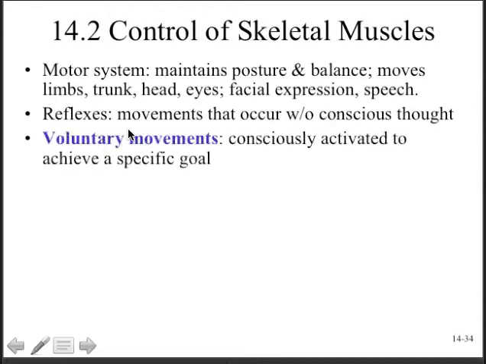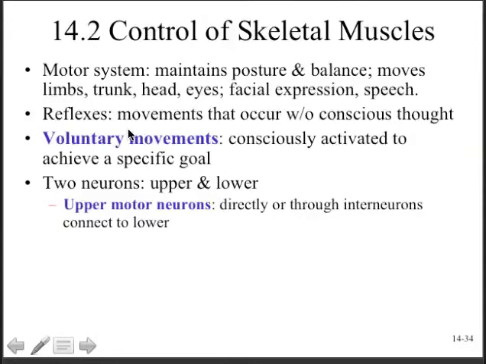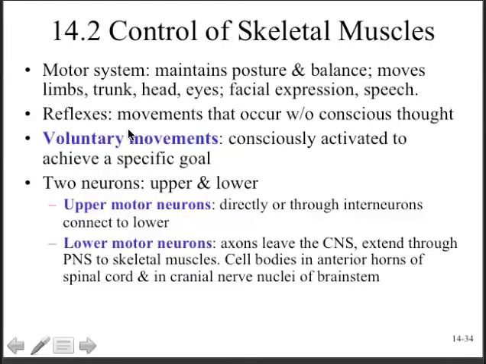Now, the brain does get information after the fact, but the brain doesn't have to be directly involved in order for reflexes to execute. Voluntary movements are consciously activated to achieve a particular goal, and there's two sets of neurons that convey these commands to eventually their targets, which would be skeletal muscle. The upper and lower motor neurons. The upper motor neurons run directly or through interneurons and connect to the lower motor neurons, which in turn leave the central nervous system and extend through the peripheral nerves all the way to the skeletal muscle. The cell bodies are in the anterior horns of the spinal cord. Remember, that's in the front, and also in the cranial nerve nuclei that are found in the brain stem.